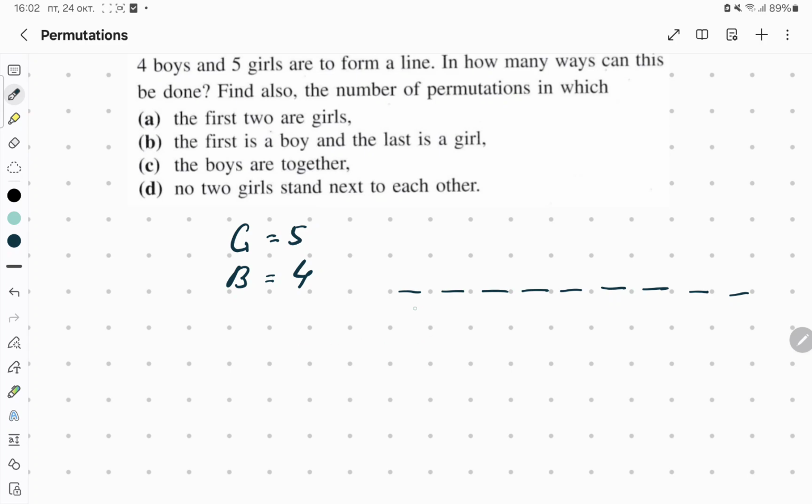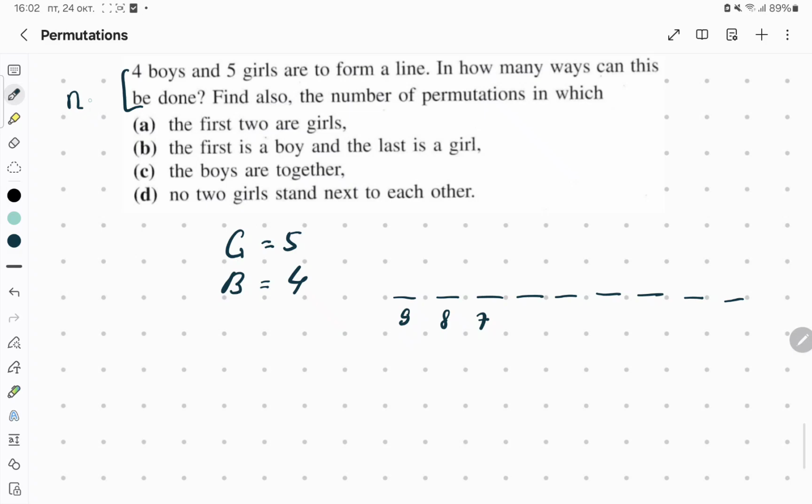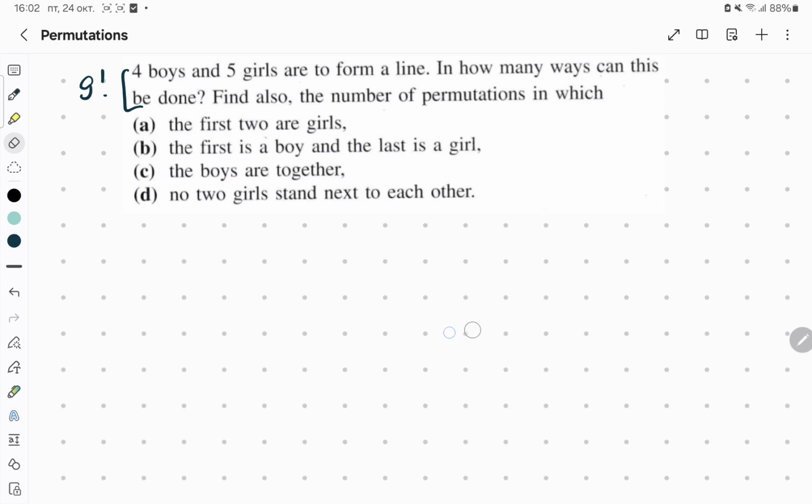So for the first place we have 9 candidates, 8, 7, and so on. So it is 9 factorial. So the answer for this question is 9 factorial. Okay, and let's turn to part A. In part A, it says that the first 2 seats are for girls. First 2 girls. So we are just placing our seats. So how many? 9 seats.